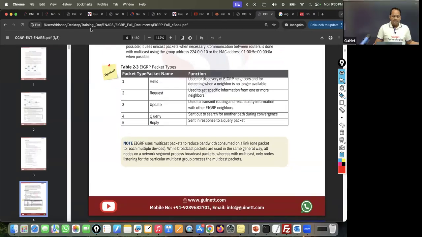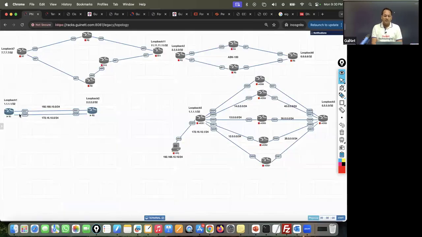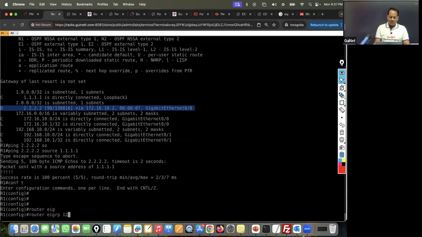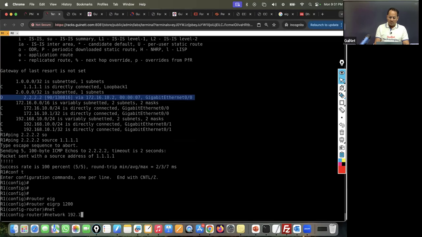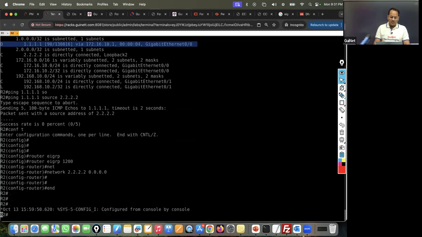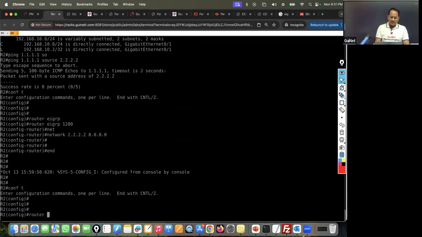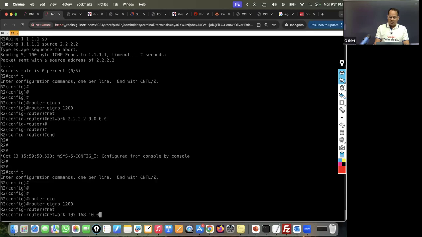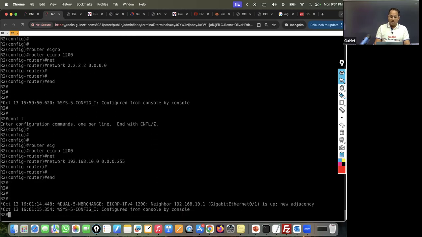All right. So if it is good, let me enable another EIGRP on this network, and we'll see what is happening after enabling this. I'll enable EIGRP on the second network also. So I will go in router EIGRP 1200 and network 192.168.10.0. Done. And I'll go here as well. Router EIGRP 1200 network. And you'll see another neighbor is going to build.